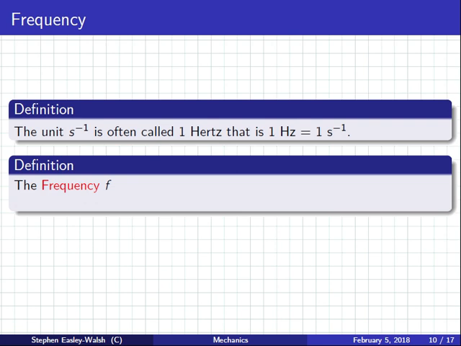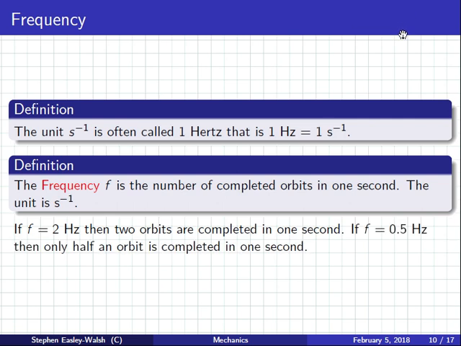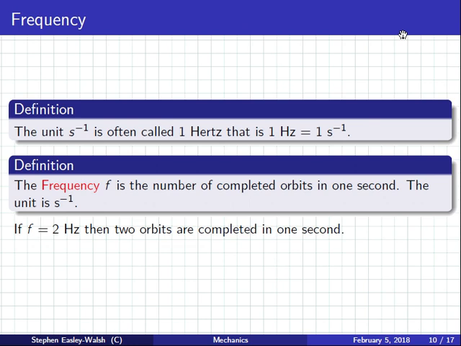So the frequency means how many per second. If in 1 second it goes twice, we say the frequency is 2 hertz. If in 1 second it goes 3 times, we say the frequency is 3 hertz. So the frequency is the number of orbits in 1 second. The unit is per second. So for example, 2 hertz means 2 orbits. And what would 0.5 hertz mean? Half, yes, in 1 second it goes half an orbit.